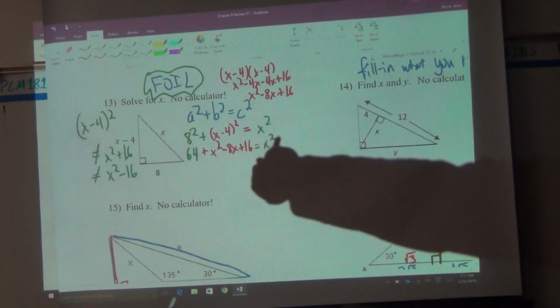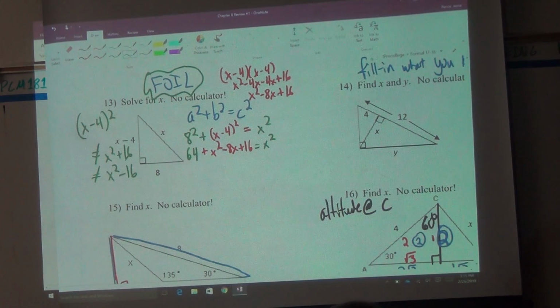Now typically when you see the x squared in a problem, you're automatically thinking that we have to factor this. But since we have an x squared equally on each side of the problem, we can subtract x squared and get rid of both of them. Then we get negative 8x plus 80 equals 0. Feel free to do the algebra slightly different than I'll show. And you can get negative 8x equals negative 80, x equals 10.